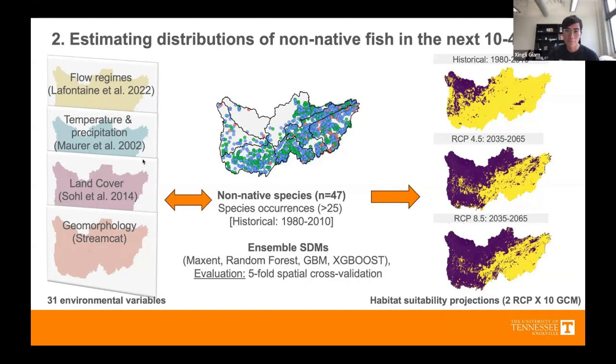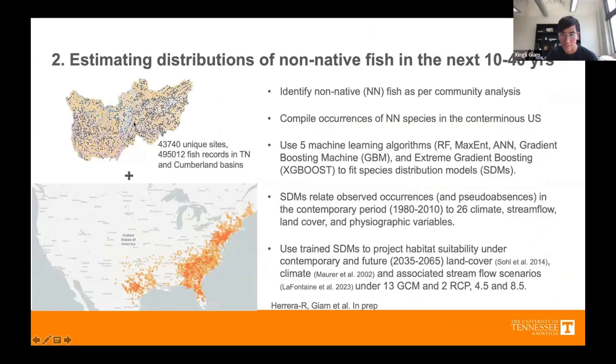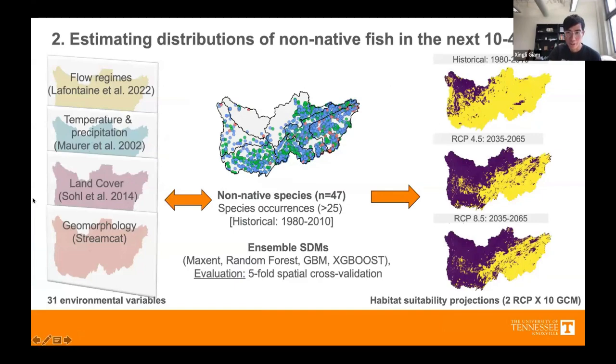And then we train the model not just based on the Tennessee Cumberland records, but also the whole of the US, because some of these fish that are native to some places are actually non-native to the US, but because we're using flow data that's only present in the US, we can only use the fish distributions within the US. But to train the data, we're not just using Tennessee data. I just want to be clear that we're using the entire US, right?